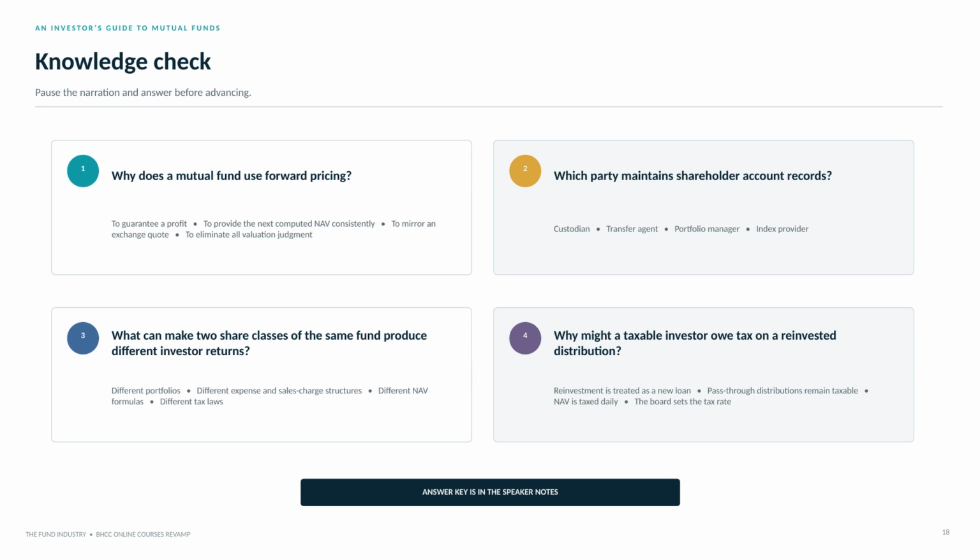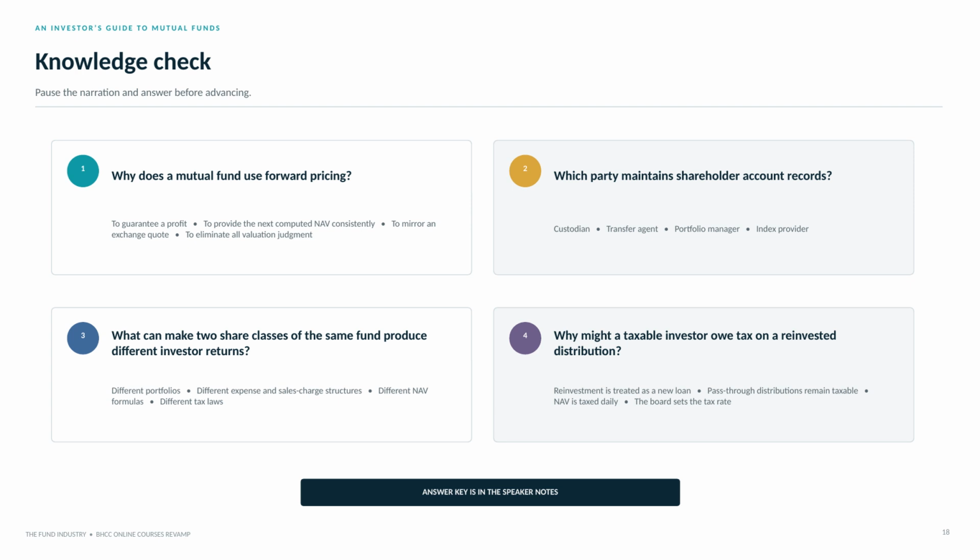Pause the presentation and answer these 4 questions before continuing. First, why does a mutual fund use forward pricing? Second, which party maintains the shareholder account record? Third, what can make two share classes of the same fund produce different investor returns? Fourth, why can a taxable investor owe tax on a distribution that was automatically reinvested? When you are ready, check your reasoning.